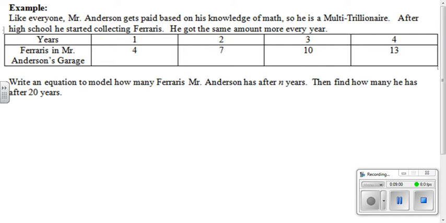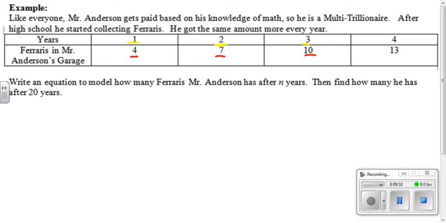So let's see an example. Just like everyone on planet Earth, Mr. Anderson gets paid based on how much math he knows. So obviously he's a multi-trillionaire. After high school, he started collecting Ferraris. He got the same amount more every year. So 1 year after high school, he had 4 Ferraris. 2 years after high school, he had 7 Ferraris. 3 years after high school, he had 10 Ferraris. And that continued, the same amount each year.